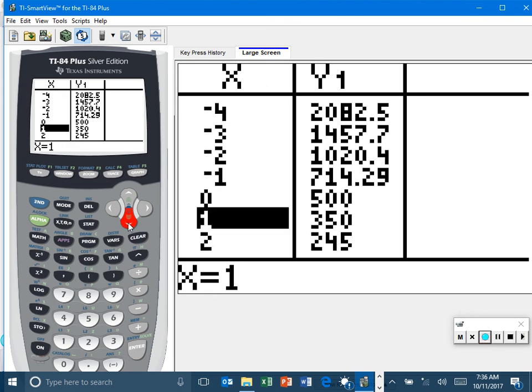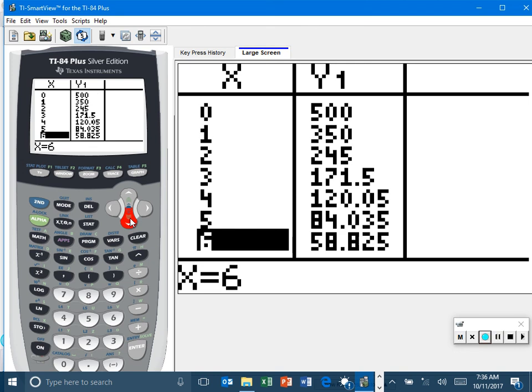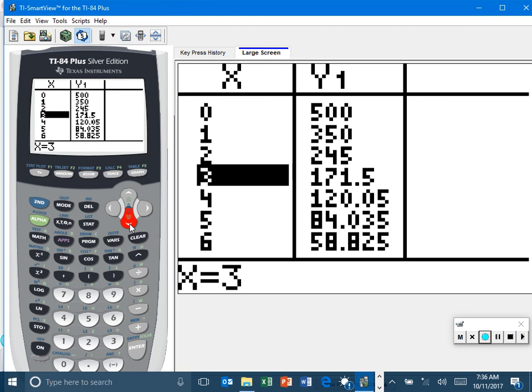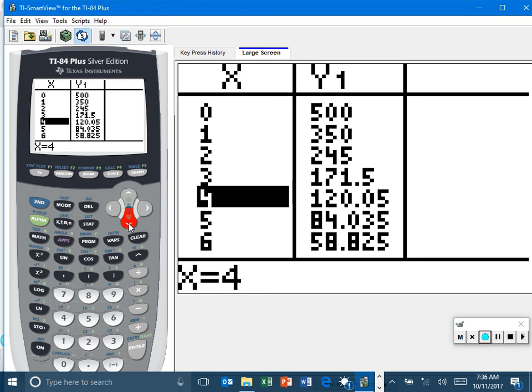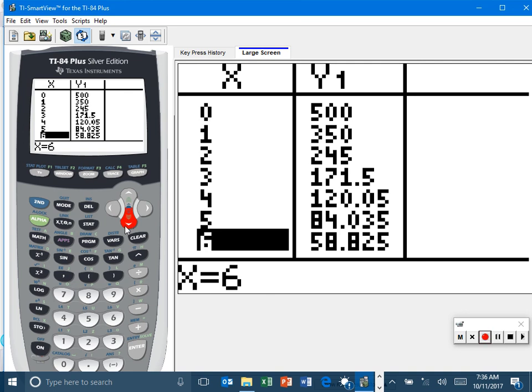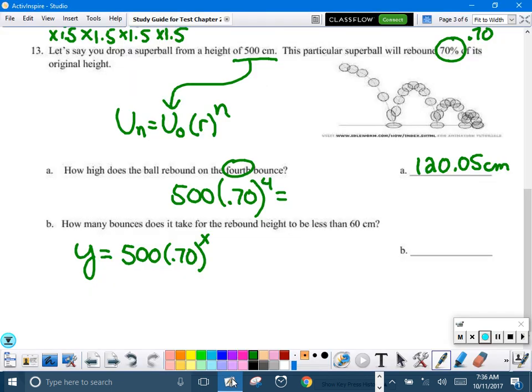All right, well, let me go down a little bit. So you can see right here, the top is 0, 500. That's where it started. And 1 bounce is 350. 2 bounces is 245. 3 bounces is 171.5. 4 bounces is 120. 5 bounces is 84. And look at there, there's the answer. 6 bounces is 58.8. So that's below 60. All right, so it took 6 bounces.